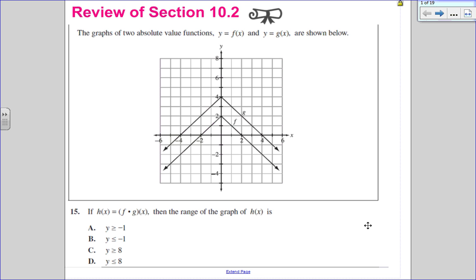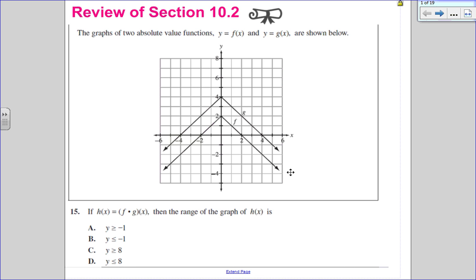Now, f of x and g of x are both absolute value functions, and those are piecewise functions. They're always a little bit tricky to do without looking at the graph. So anytime I have a piecewise function, I like to look at the graph for each one of these. So I'm going to come up with the equation for each one.